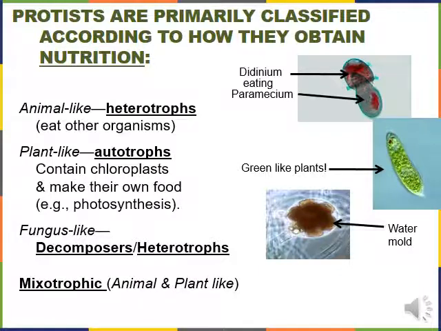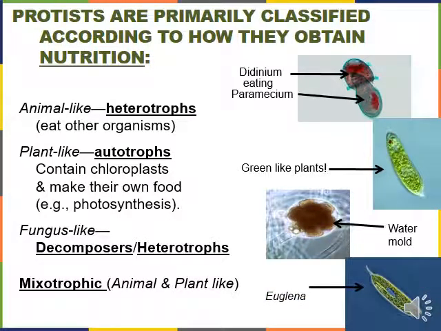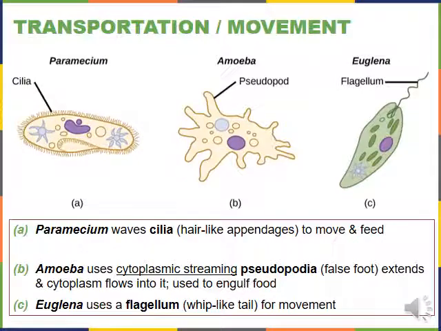But just thinking overall in terms of how protists are classified according to how they obtain food or nutrition. And there shows Euglena, an example of a mixotrophic animal and plant-like protist. So thinking also a little bit further in terms of transportation, how they move, so not only how do the protists obtain food, but also how do they move about in their environment.